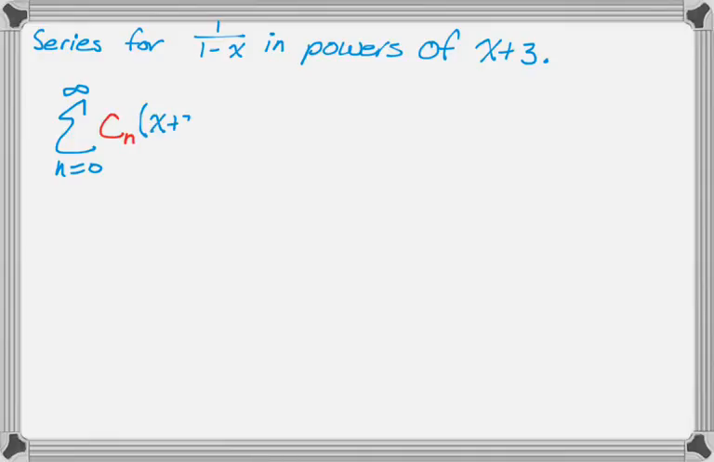It goes from 0 to infinity. Some coefficient, which I'm just calling c sub n, so it might be a function of n, we don't really know. And then times the quantity x plus 3 to the n. So I want r to end up as x plus 3. So let's see what we can do for that.